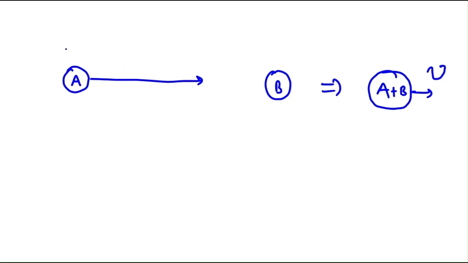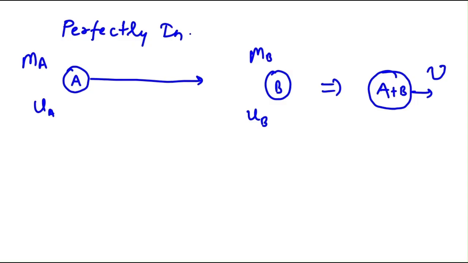Let's say this is V. So let's say initial velocity is UA and final velocity is V, common velocity, and this is UB. For this type of collision where these two bodies stick together and move with a common velocity, we call it perfectly inelastic collision or completely inelastic collision.